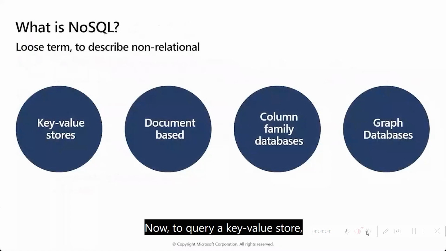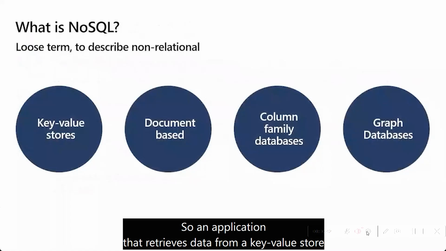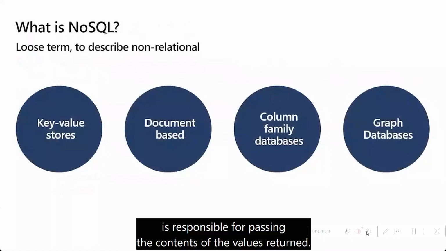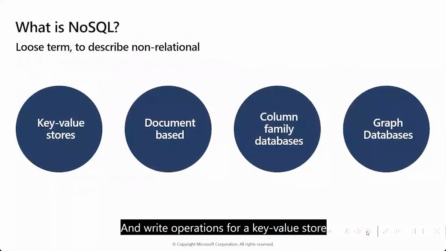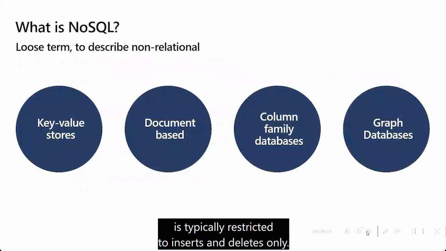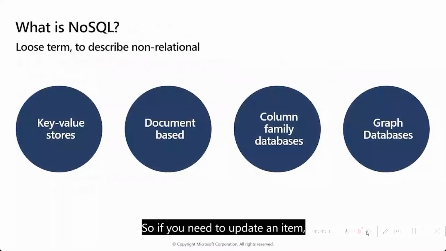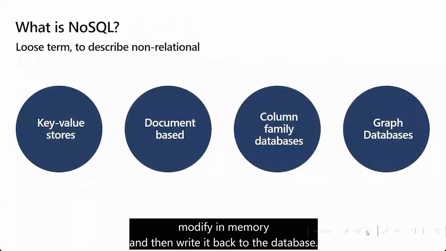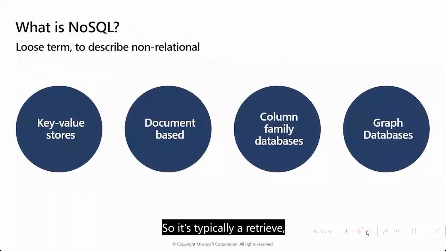Now, to query a key value store, we must specify the keys which identify the items to be retrieved. So you can't search on the values. So an application that retrieves data from a key value store is responsible for parsing the contents of the values returned. And write operations for a key value store are typically restricted to inserts and deletes only. So if you need to update an item, you must first retrieve the item, modify it in memory, and then write it back to the database. So it's typically a retrieve, modify, and insert right back to the key value store.